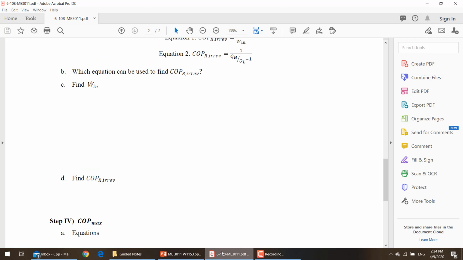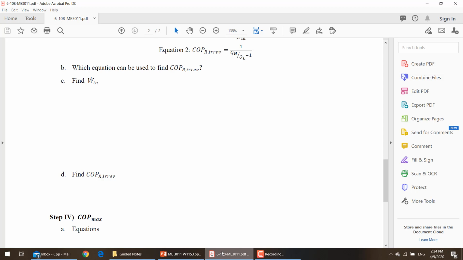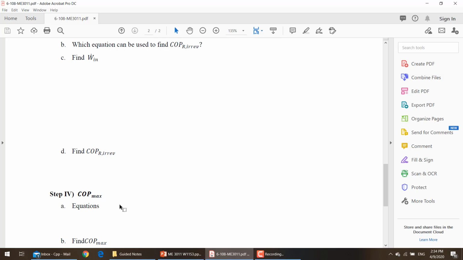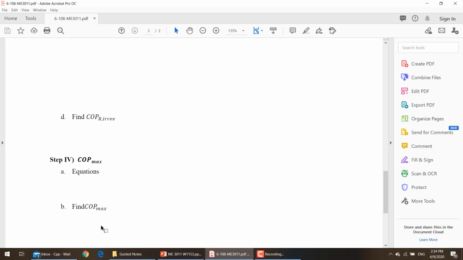Now, the second part, we need to find the COP max. If you remember, guys, the COP max is for a reversible refrigerator, or a Carnot refrigerator. So what you need to do is write the equations for the COP max, list them, and then based on the available information, decide which equation you prefer to use to find the COP max. Please pause this video, spend 2 minutes, and then try to calculate the COP max.